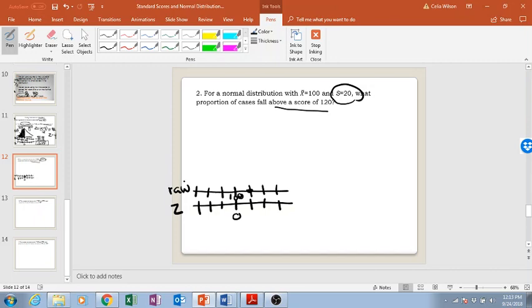And here, let me draw my curve here. There's my curve. So I can then remind myself what it says. What proportion of cases fall above a score of 120? So I am looking for, maybe I could change the color and make it a little better. All right, so I know I'm looking for what's in blue right here. Okay, so this is my question mark. What is this, right? Well, I can go ahead and convert to a z-score, because I know I need to convert that 120 so I can use my book.